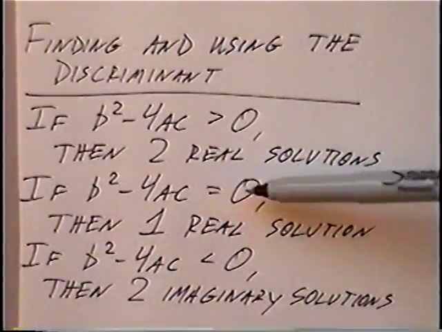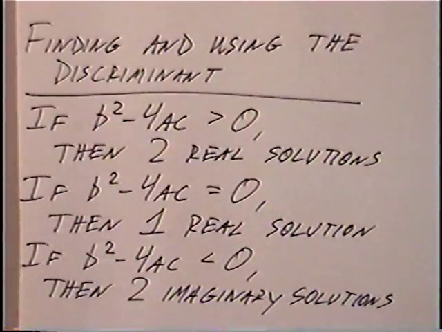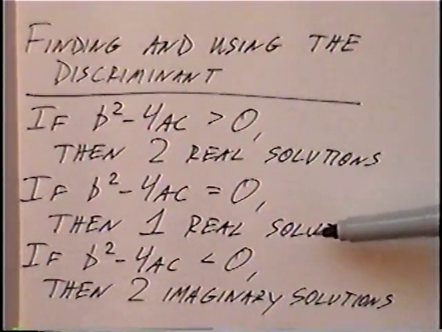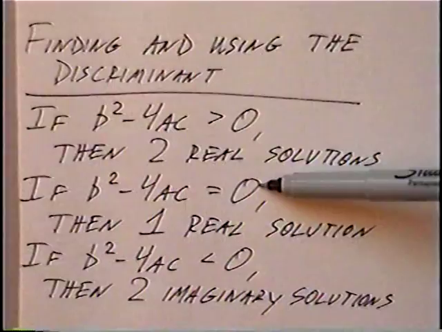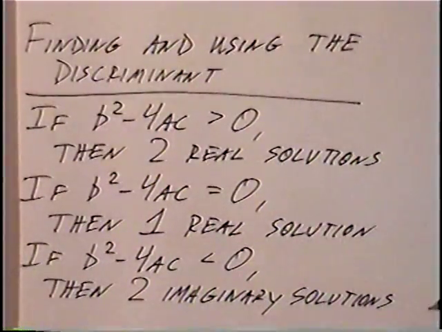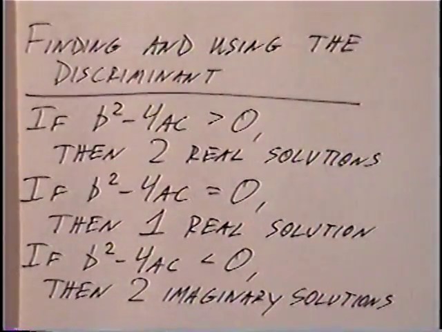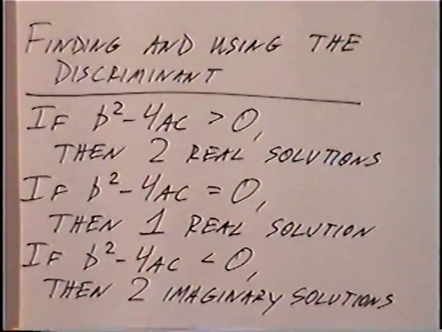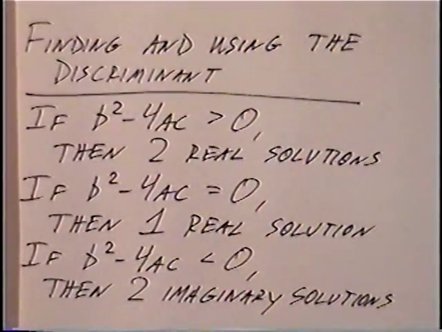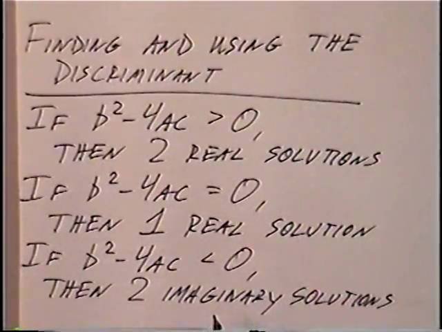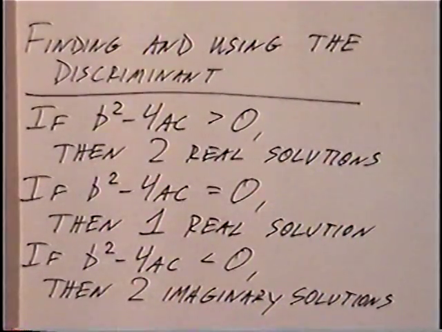If the discriminant is equal to 0, b squared minus 4ac equals 0, then you'll have one real solution, because you take the square root of 0, so you only have one answer. And the last part, if b squared minus 4ac is less than 0, which is a negative number, you'll take a square root of a negative number, and you'll have two imaginary solutions for the answer.